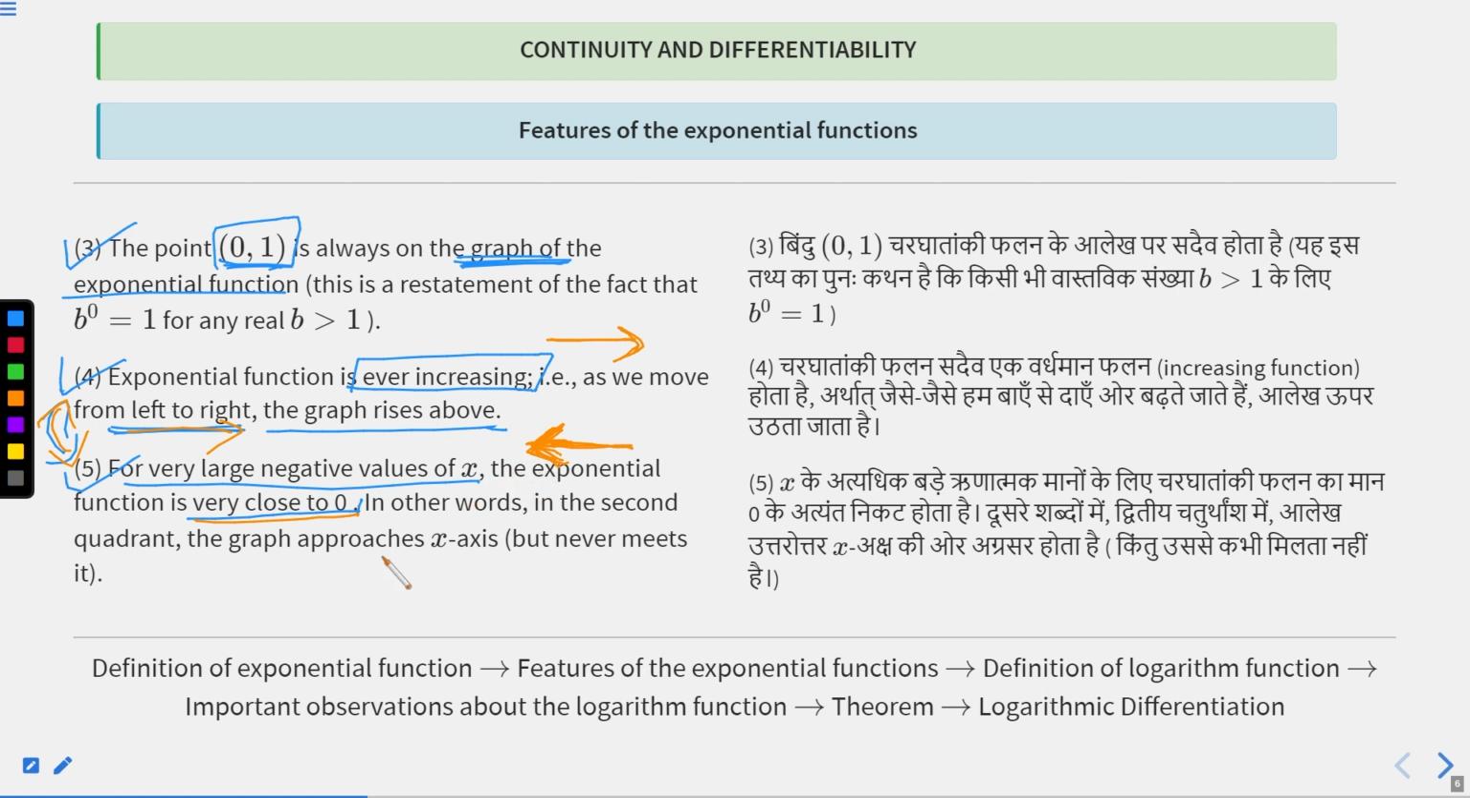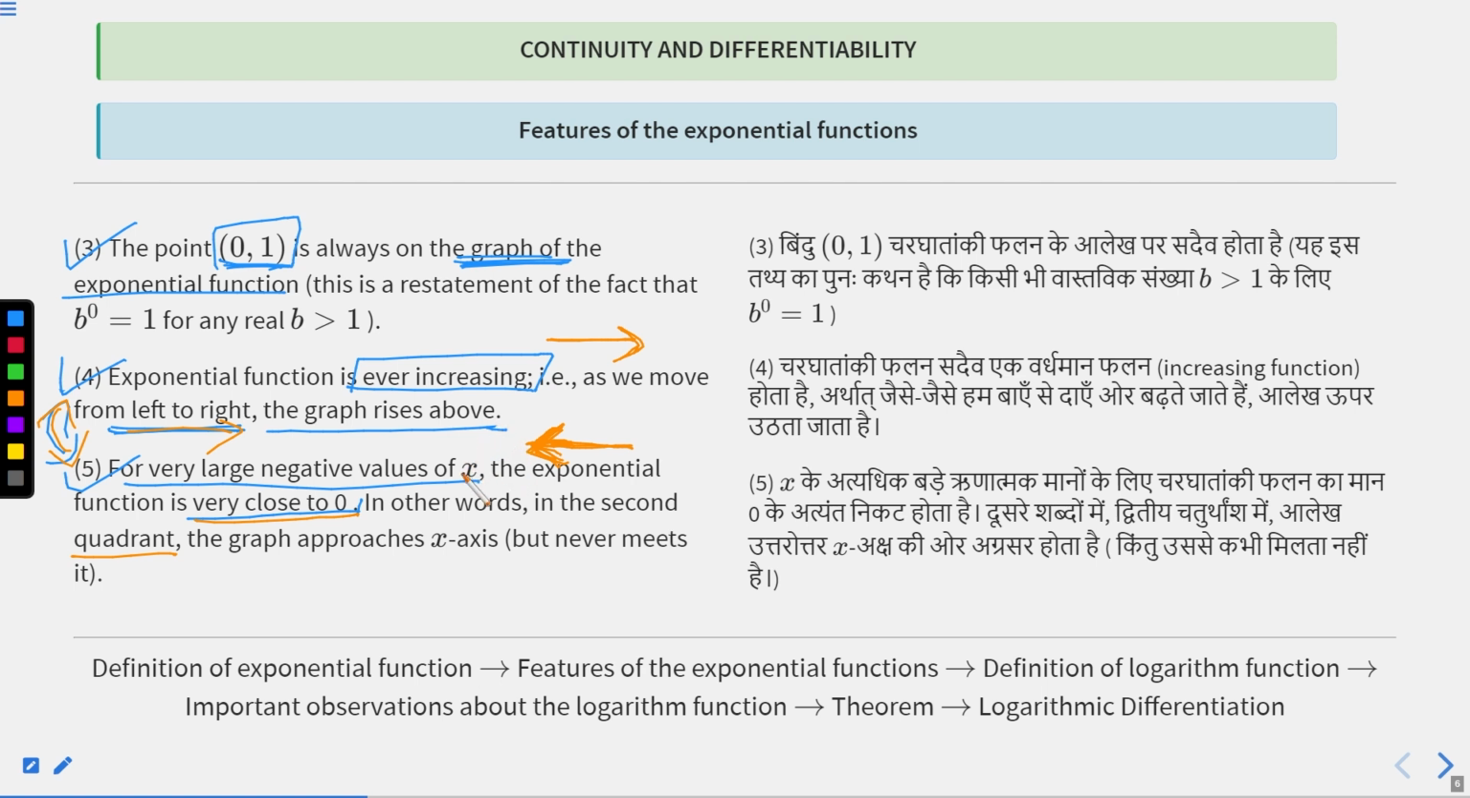Okay, in other words, in the second quadrant, if you try to see, the graph will be in the first and the second quadrant. That's it. If you try to draw it, the whole graph of the exponential function with base greater than 1 will be, what? Taking the second and the first quadrant.